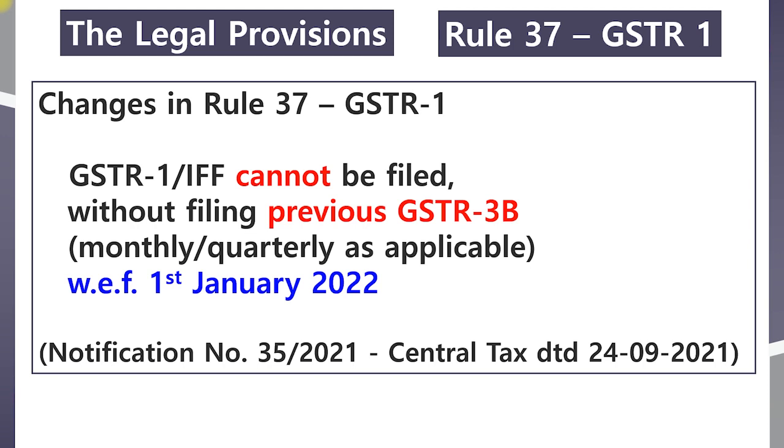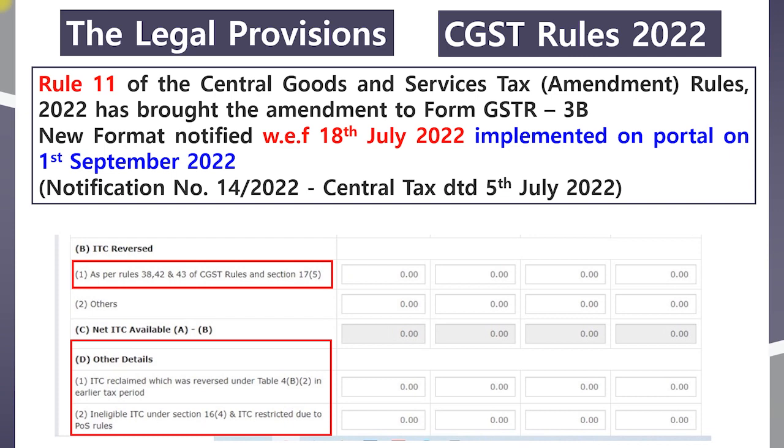One more important change in the rule with respect to GSTR 1, again effective from 1st January 22, is that unless you file the previous GSTR 3B, monthly for monthly filers and quarterly for quarterly filers, you can't file the next GSTR 1. So all this goes to support the principle which the government is looking at for ITC matching.